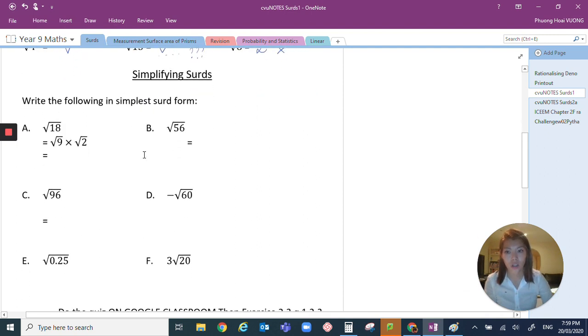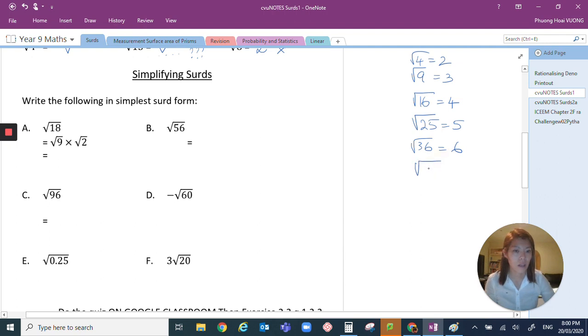Simplifying surds. Write the following in simplest surd form. So we have to break up the numbers, and just recapping from above, we can see that square root of 9 is 3, square root of 16 is 4, square root of 25 is 5, I forgot the square root of 4 up here is 2, and square root of 36 is 6. I think these are all the numbers we need to use. Okay, let's have a look.